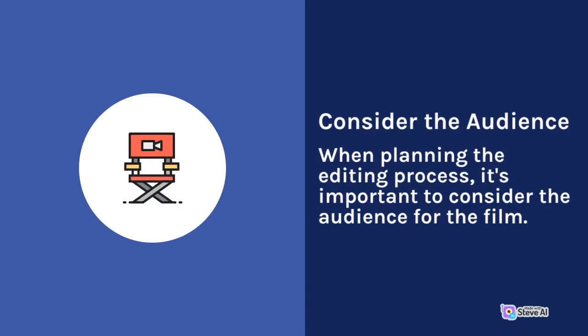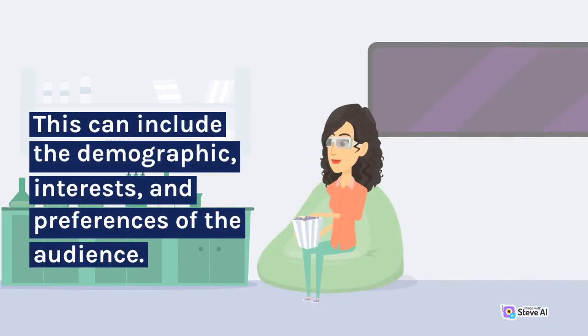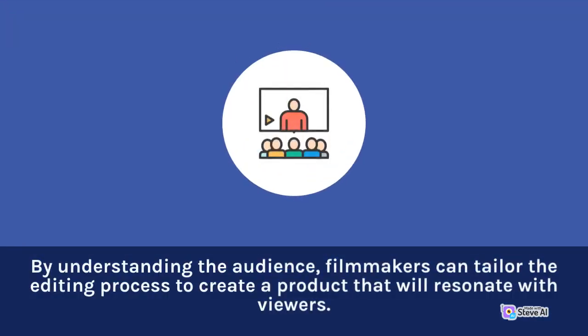Consider the audience. When planning the editing process, it's important to consider the audience for the film. This can include the demographic, interests, and preferences of the audience. By understanding the audience, filmmakers can tailor the editing process to create a product that will resonate with viewers.